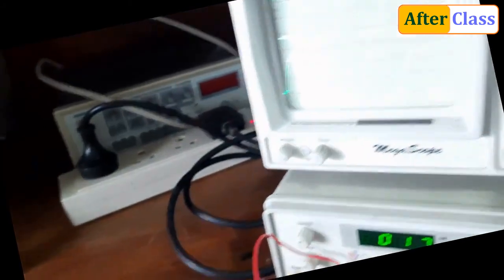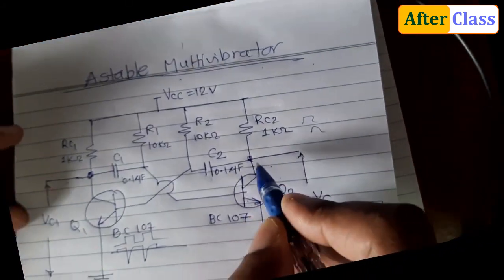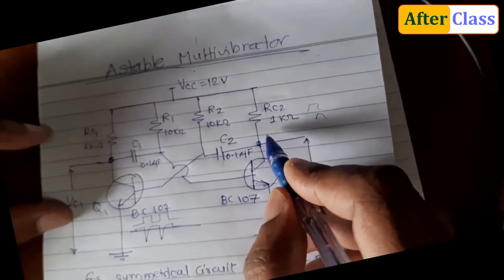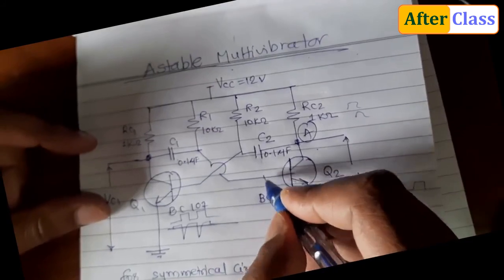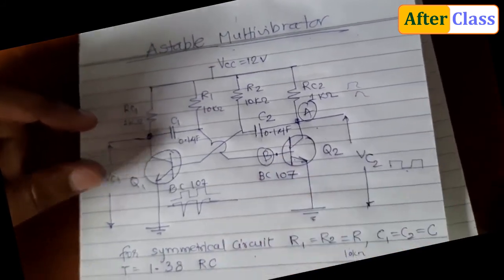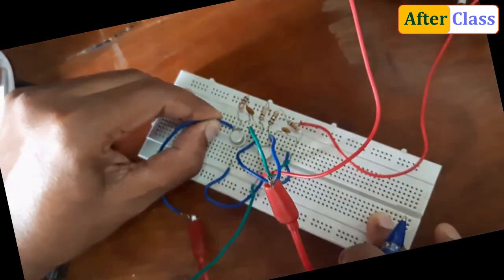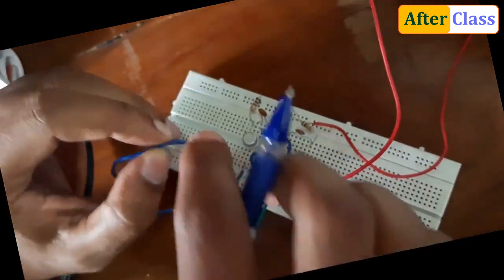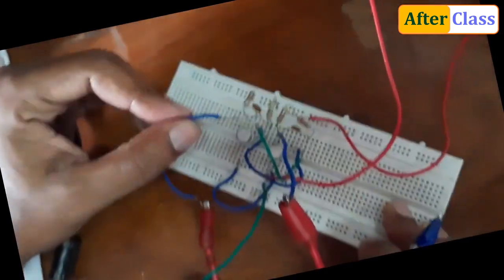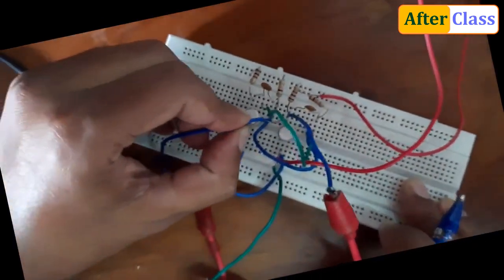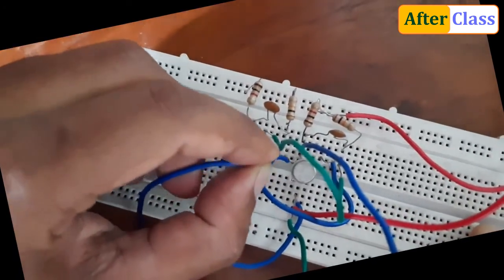Next thing, now we have taken the waveform across this point and this point. Now we'll take the waveform at this point and see what happens at the collector and what happens at the base. So I will remove this probe from this collector and connect it to the base. Just see at the output what is happening.